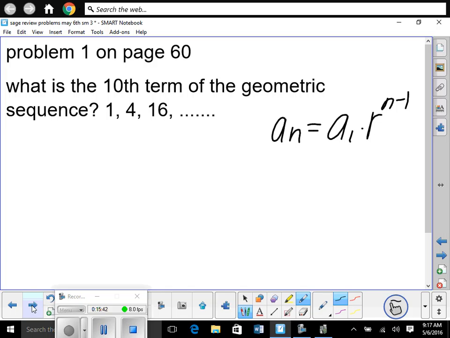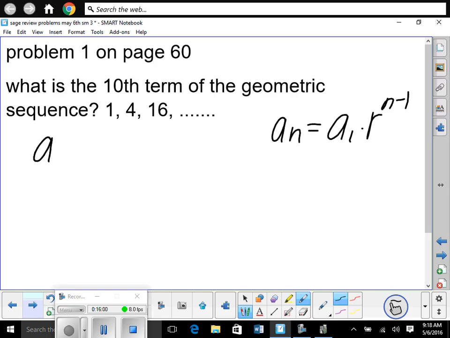Next problem, page 60, problem number 1. What is the 10th term of the geometric sequence? So once again, the general formula for a geometric sequence is this. So let's find the 10th term. Once again, if we were desperate, we could list out all the 10 terms and then look at the 10th term, but we're not desperate at this point.